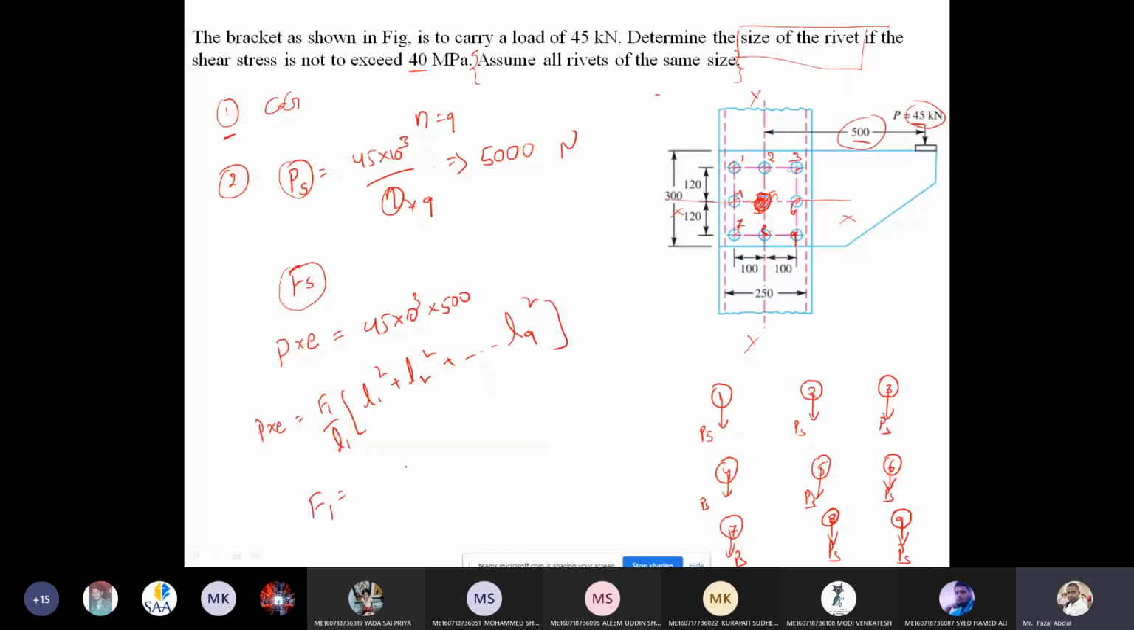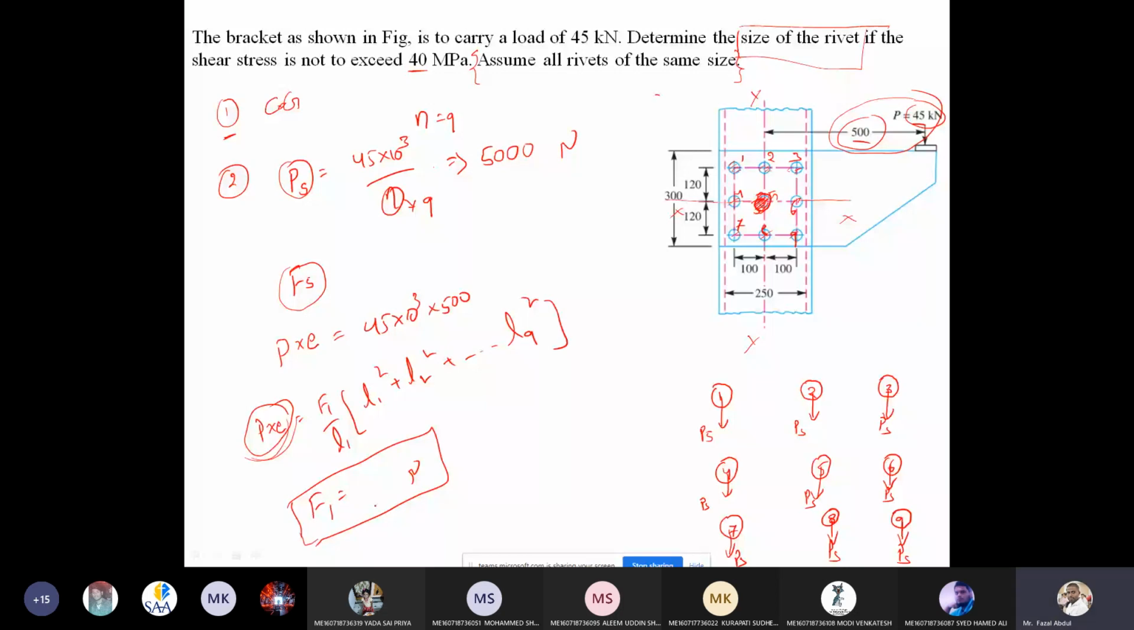The cause of the secondary shear force is the turning effect produced on the system by this eccentric load. So the total turning moment effect here means the summation of all turning moments that we calculate is equal to the turning moment created by this load. By doing this, we can calculate the secondary shear force on the rivet. Okay. So what is L1 here?